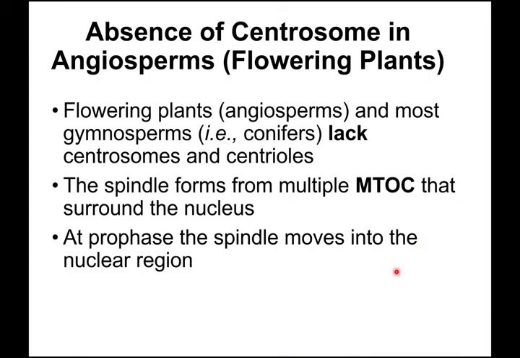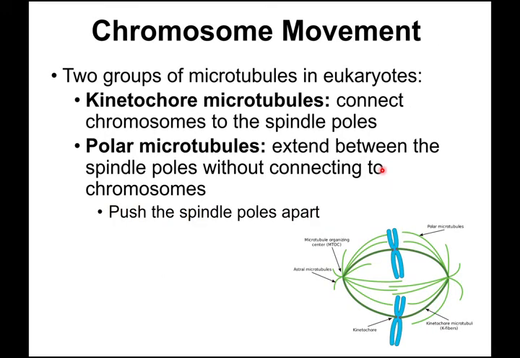Now, not all eukaryotes have the same structure in terms of mitotic spindle. There are differences. For example, in angiosperms, you have multiple microtubule organizing centers present. But the one we're talking about here refers to most of the cells, so particularly animal cells.